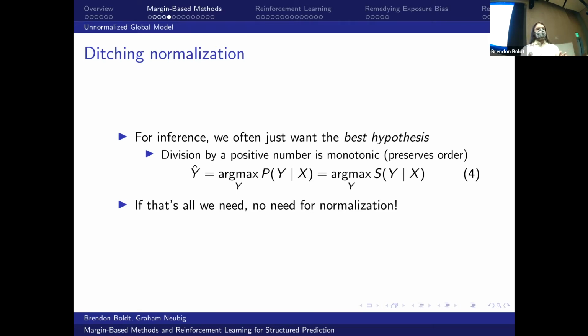And we can remember here that when we divide by a positive number, which is all normalization is, this is a monotonic operation. So you can see here, we have y hat, which is our prediction that we want. And we're going to find this by taking the argmax of the probability distribution, P, which is normalized. But this is actually just the same as taking the argmax of our unnormalized set of scores. So great, if this is all we're doing, we don't actually need to do normalization.